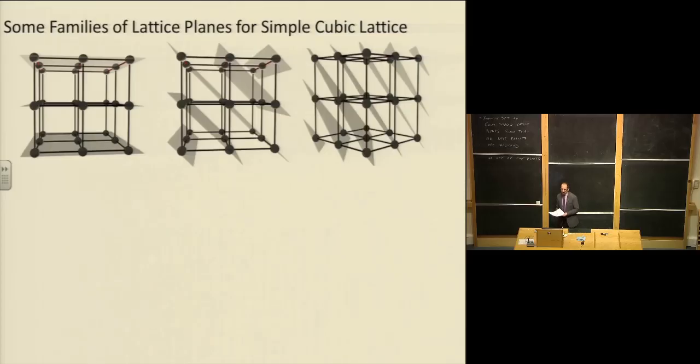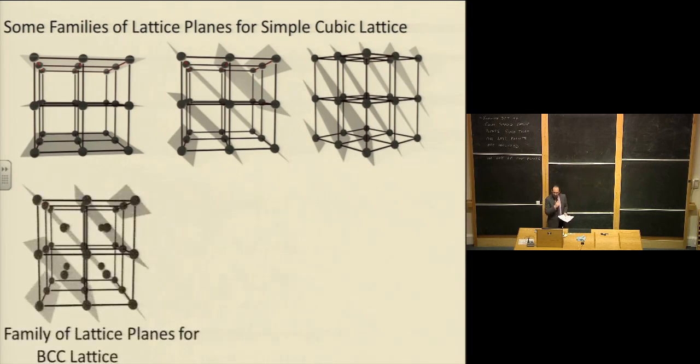So here's a simple cubic lattice and a couple of families of lattice planes. Each one of these is a lattice plane that cuts through an infinite number of lattice points, and they're equally spaced, and they include every single point in the lattice when taken all together. This is a BCC lattice, and there's a family of lattice planes for the BCC lattice that cuts through all the lattice points in the BCC lattice.